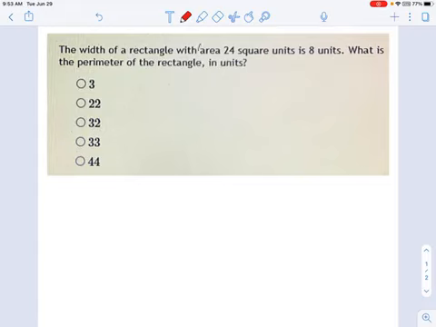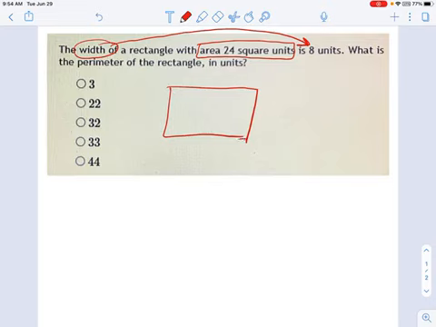So you think about the sentence this way. Area is 24 units, and the width, okay, the width is 8 units. What is the perimeter of the rectangle in units? So if it helps, draw yourself a picture of a rectangle, right?